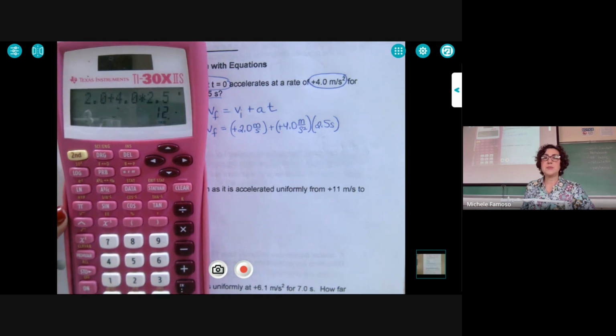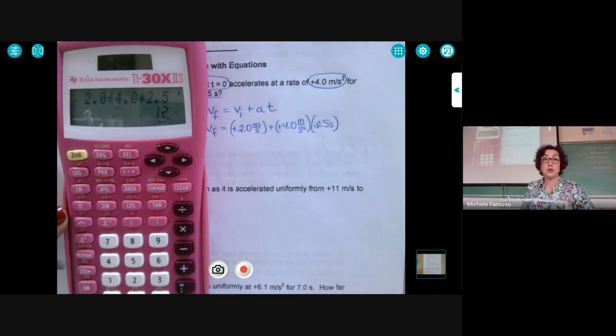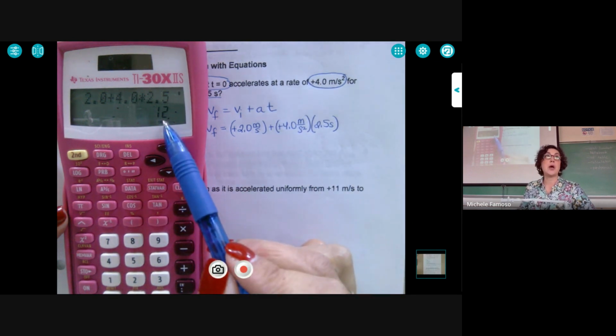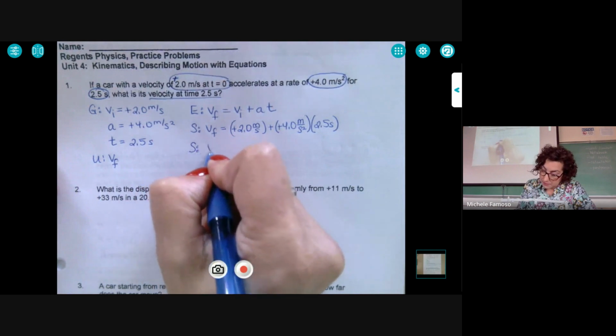How many sig figs is my final answer going to require based on the measurements in this question? 2. Look at the answer on the calculator. I got 12. Did you? Does that have the right number of sig figs? Yep. So the answer is 12, but that is not the final answer.